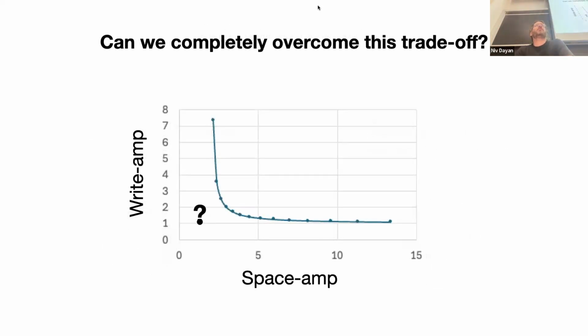Even if we're using the golden ratio to expand the array, there's still a fundamental trade-off between space simplification and write amplification. We still can't get both of these metrics to be perfect at the same time. Ideally, the best we can do is a space simplification of 1 and a write amplification of 1. That's what we would desire. But so far, with anything that we've seen, we can't.